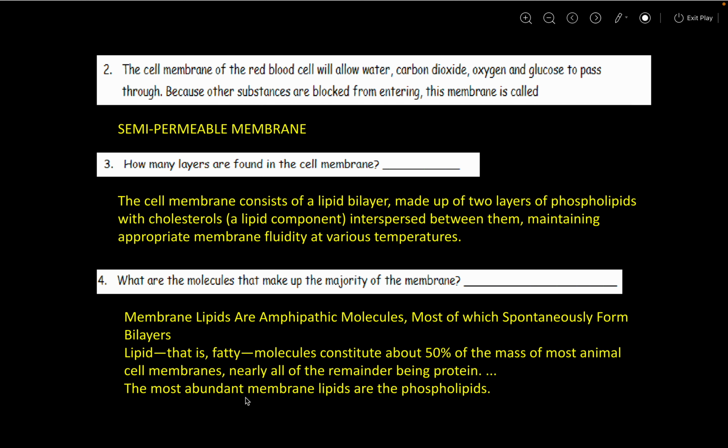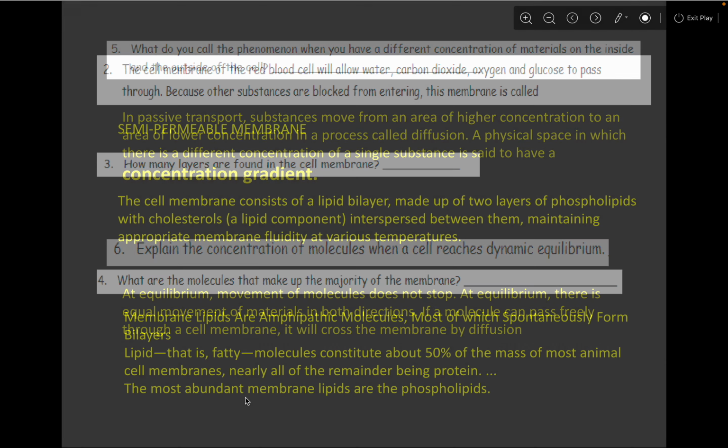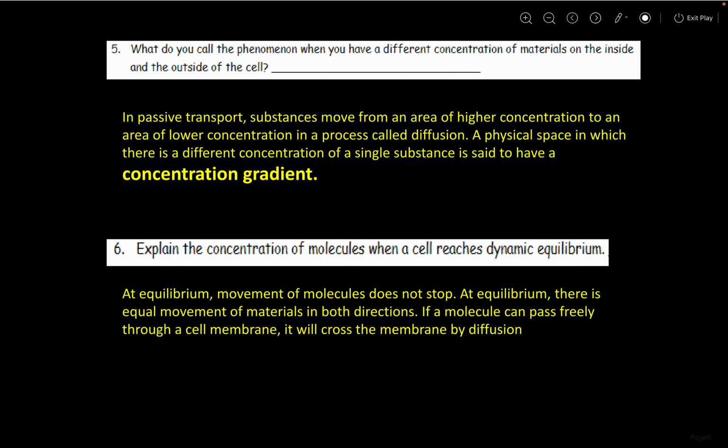The most abundant membrane lipids are what we call the phospholipids. Number five, what do you call the phenomenon when you have a different concentration of materials on the inside and outside of the cell? In passive transport, substances move from an area of higher concentration to an area of lower concentration in a process called diffusion.